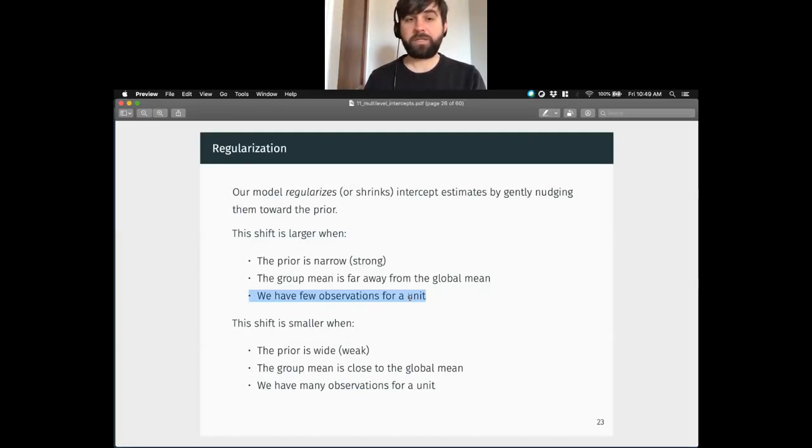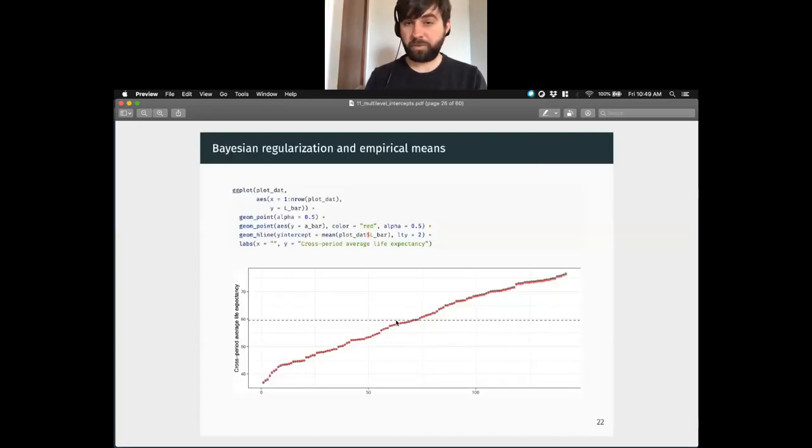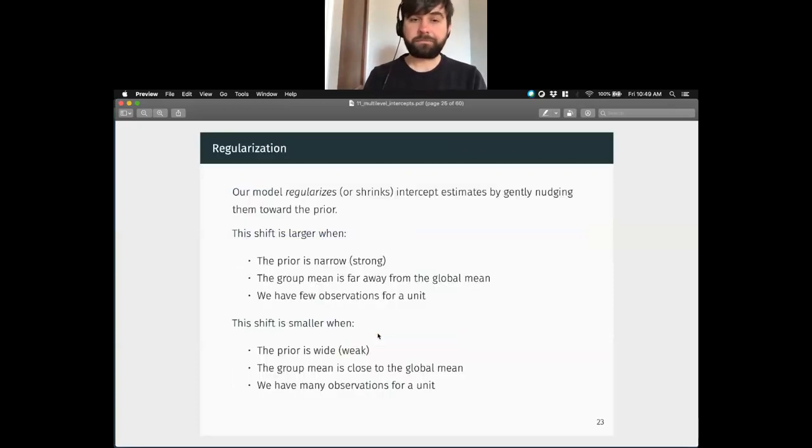Right, the shift is smaller when the prior is wide, when the group mean is close to the global mean. Again, here we see virtually no difference between the empirical estimates and the posterior estimates. And remember, 55 should be where we see virtually no movement at all. That is the center of the prior distribution, when the group mean is close to the global mean and we have many observations per unit. So this regularization, or the shrinkage, is an important thing we get with the Bayesian model that we don't get with the frequentist model. It helps us avoid overfitting the data.